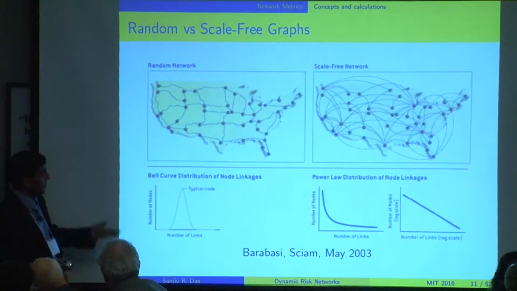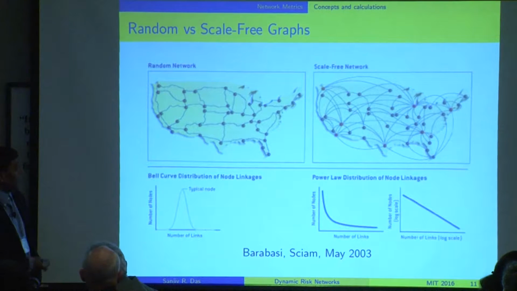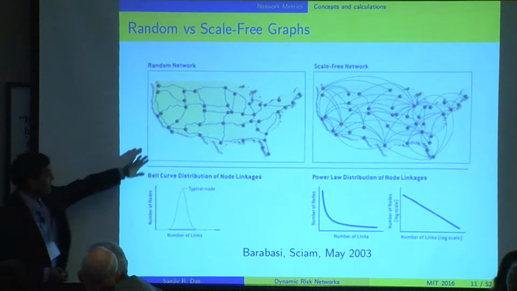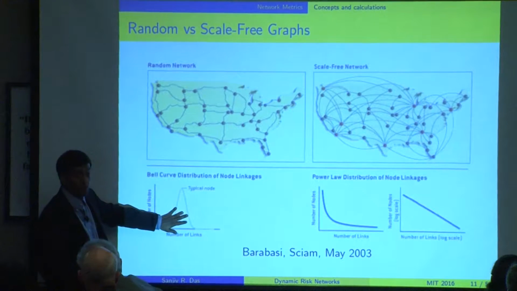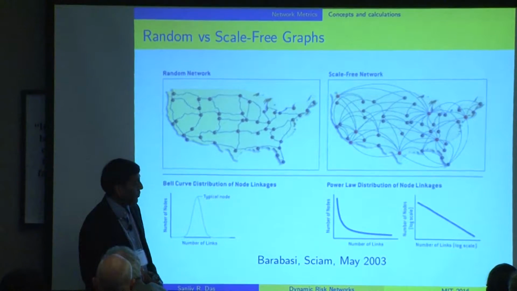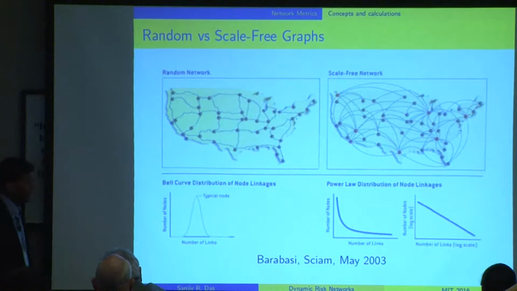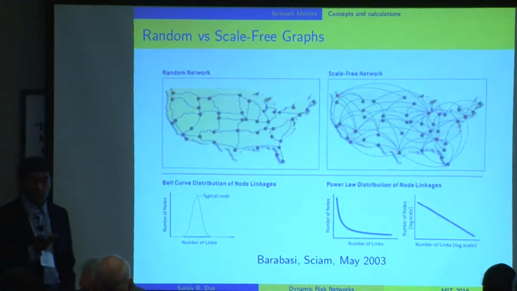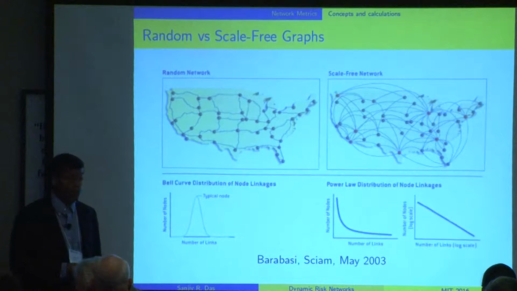So another good example is the traffic networks. So this is the highway network in the US, generally tends to be a random network type, and then the airport network, which is hub and spoke, generally tends to be a scale-free network. Okay, so these are sort of common notions that network theorists have.